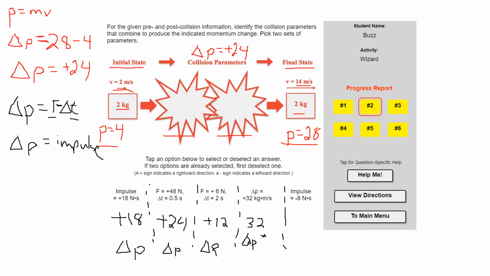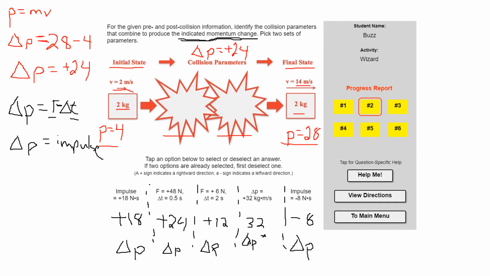We are looking for the change in momentum. That's what it says, to indicate the momentum change. That's what we're looking for. Now, impulse here is negative 8. Oh, impulse is delta P. No difference. Okay, so now we know what all the delta P's are.